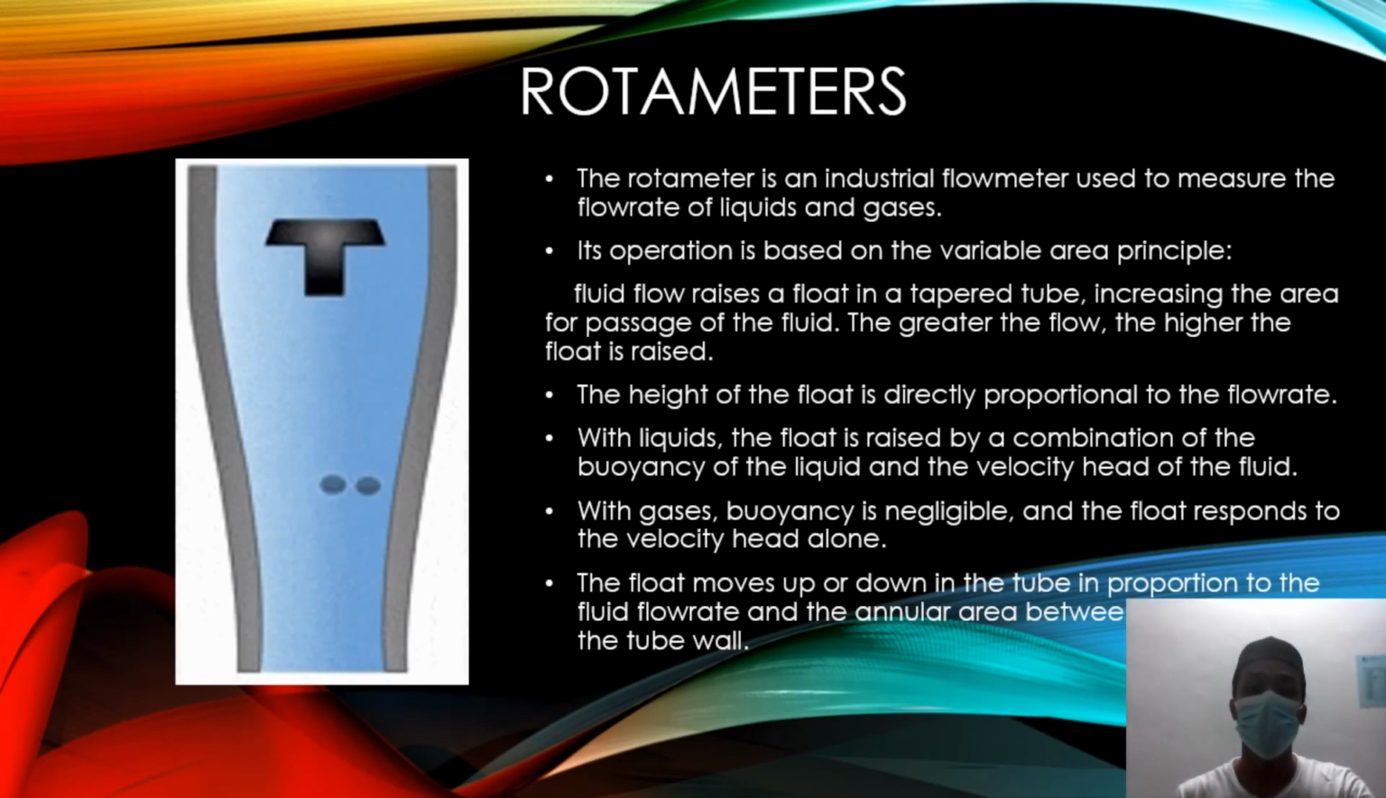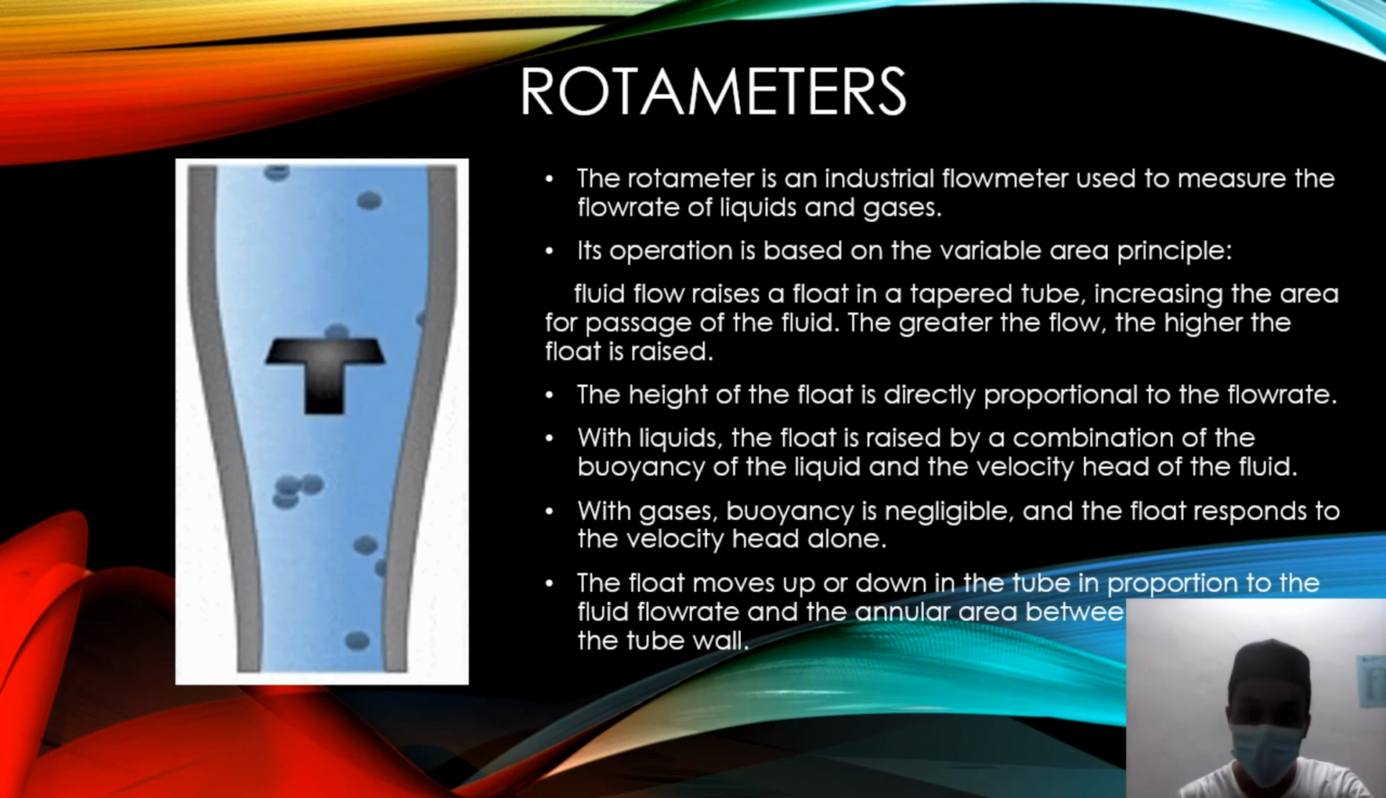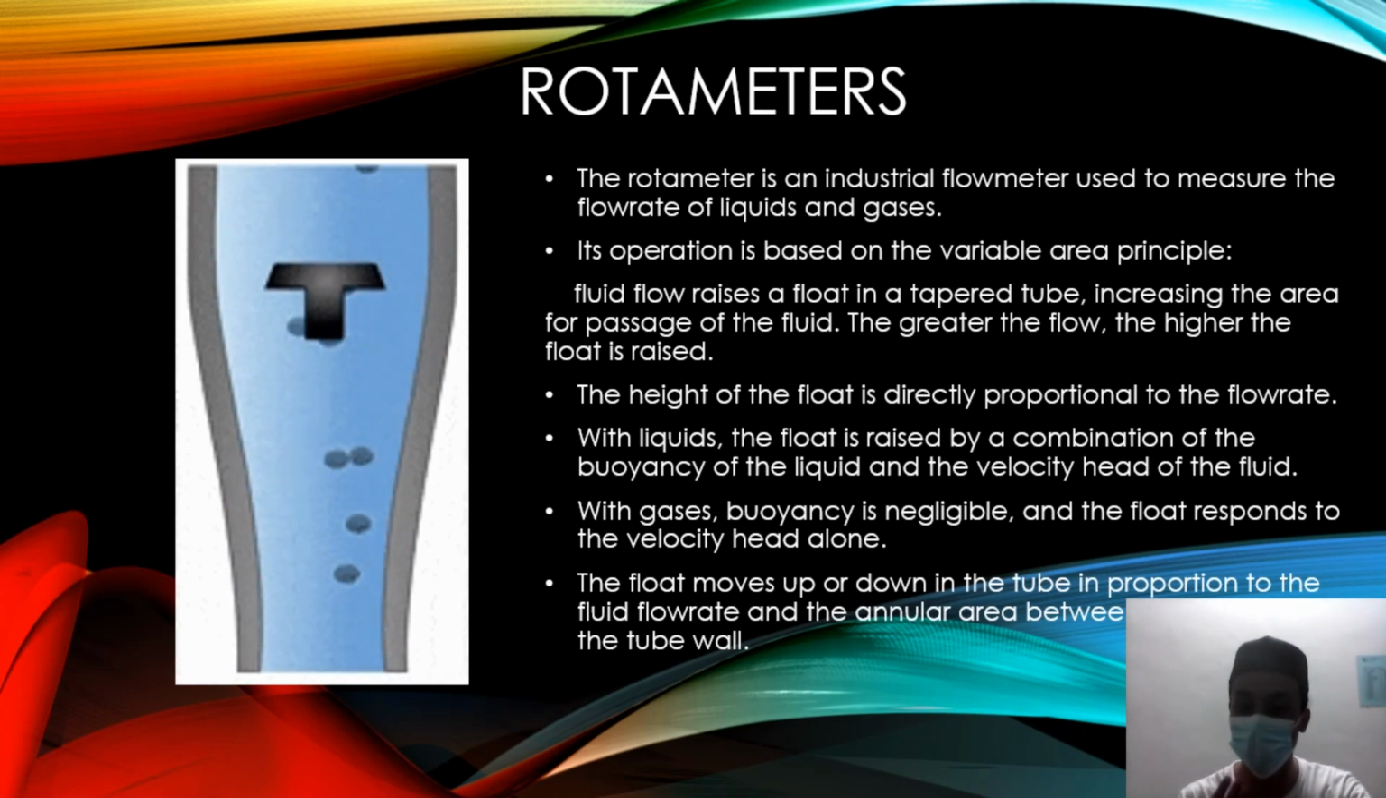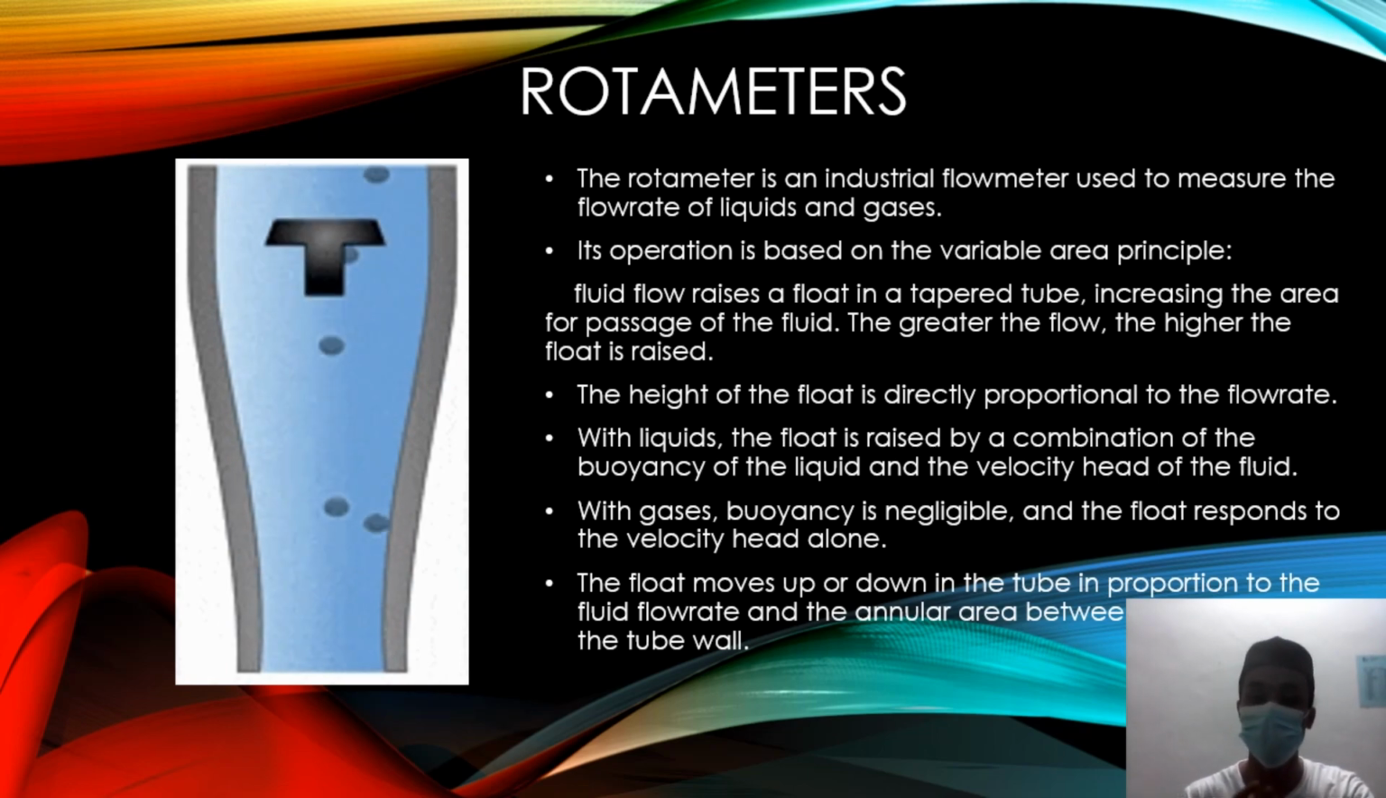Rotameters. The rotameter is an industrial flow meter used to measure the flow rate of liquids and gases. Its operation is based on the variable area principle, in which fluid flow raises a float in a tapered tube, increasing the area of passage of the fluid. The greater the flow, the higher the float is raised. The height of the float is directly proportional to the flow rate.